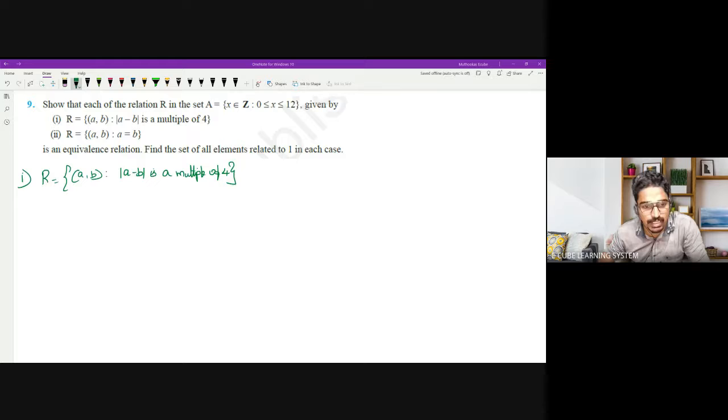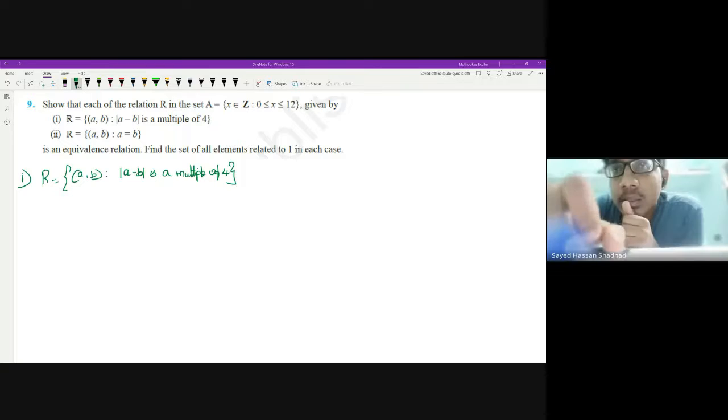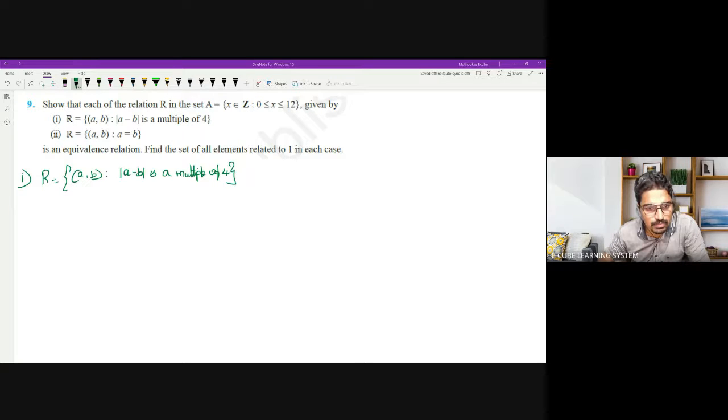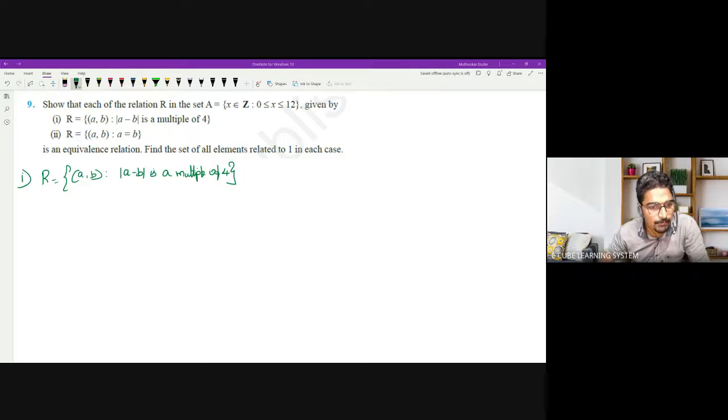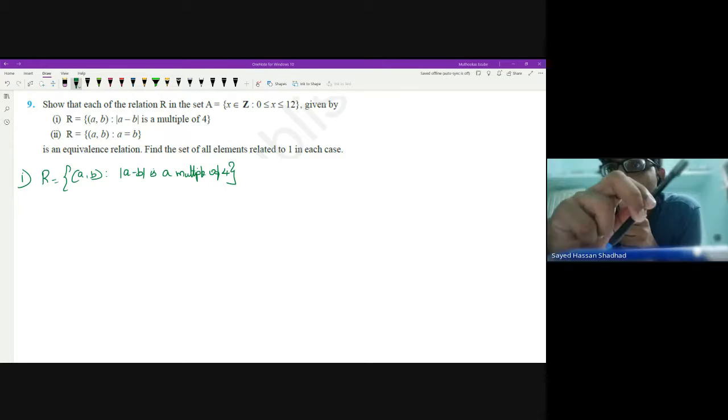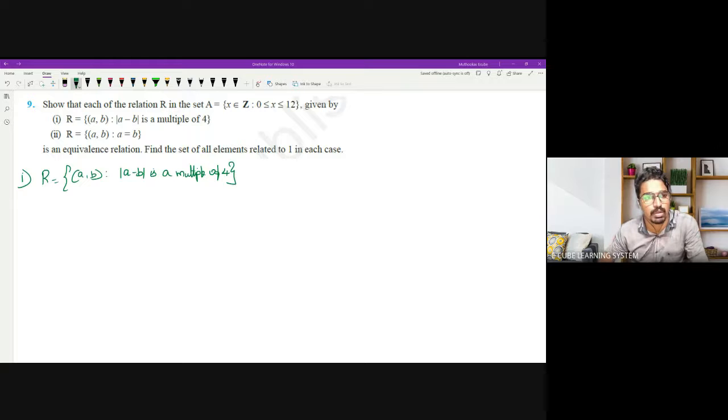In our 9th question, which is the set on which the relation is defined? X related to, is it 0 ≤ x ≤ 12? There we should check which ordered pairs will satisfy the condition.